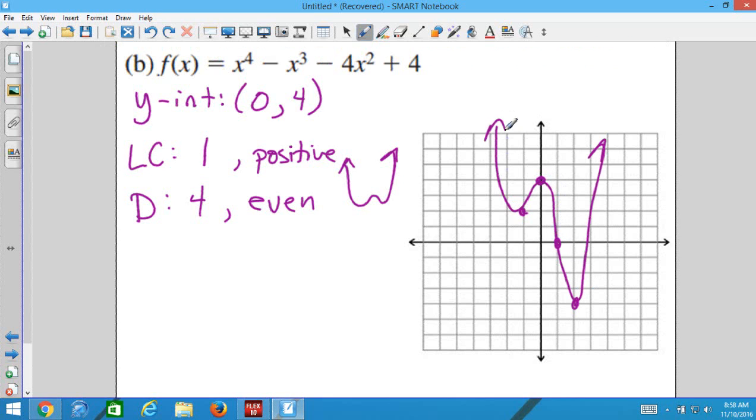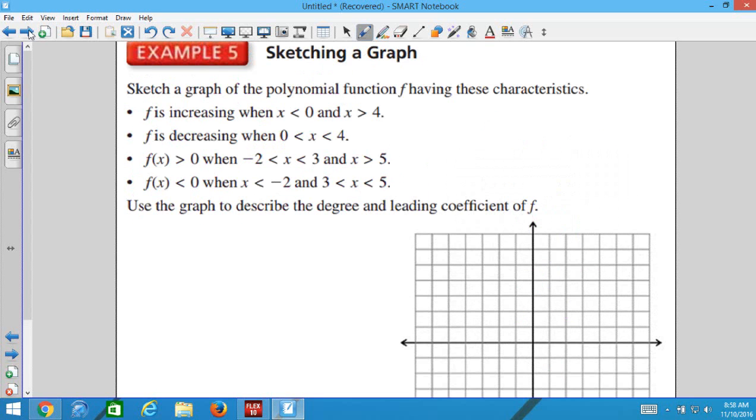Something like that. And I'm not looking for perfection yet. We'll get there. As long as you can find your x-intercept and know the basic shape, you'll be fine on those. Are we doing okay? How are we doing? Okay.